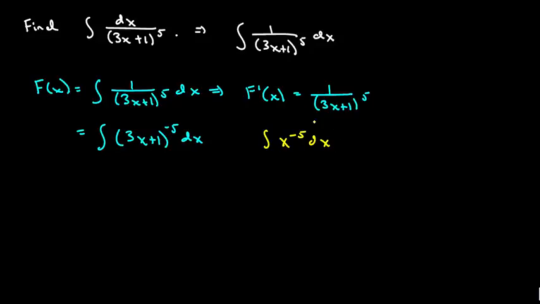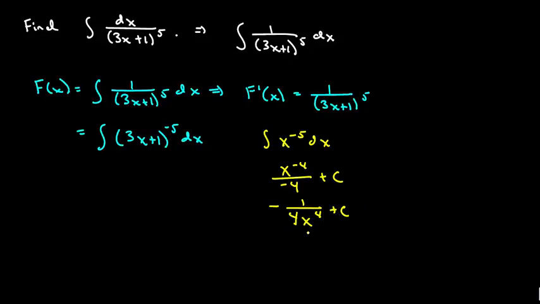that the antiderivative would be to add 1 to this and divide it by that guy, and then add our constant of integration. So this would give us -1 over 4 x to the fourth, plus our constant.